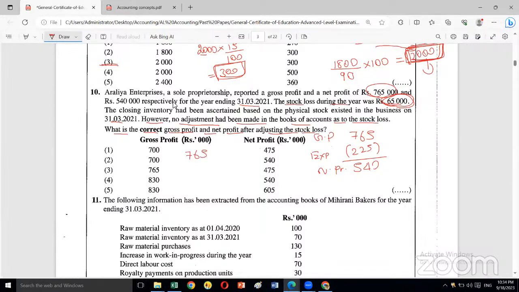765,000 is the gross profit. So with that, I'm going to add this 65. If I add this 65, how much is the answer I'm getting? 765 plus 65, the answer will be 830. I'll explain this one a little in detail.